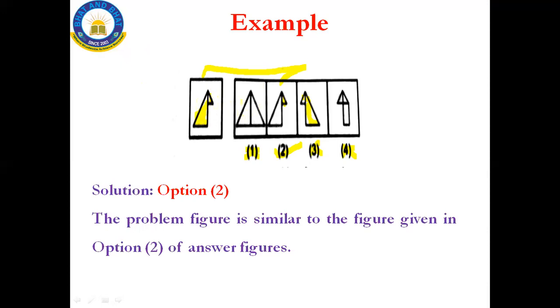Why not the first one? Because it consists of completely two triangles. So option 1 is not the answer. Yes, you may have confusion between option 2 and option 3. See, look at the diagram. The question figure consists of a full triangle. Yes, here also, and option 3 also. But the position of the small triangle is different. So what is the procedure here? We have to find out the same problem figure among the given options. There should not be even a single mistake.